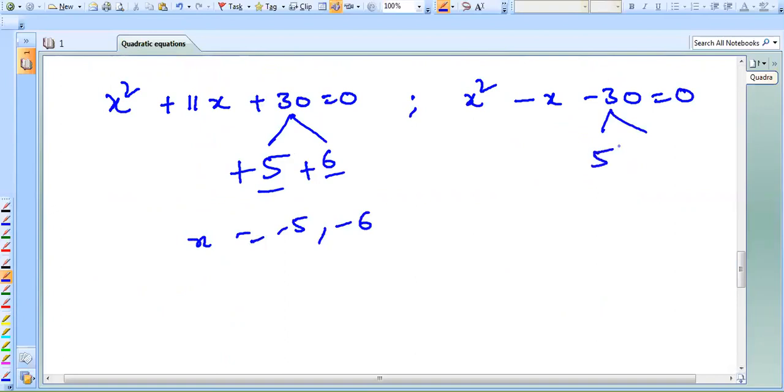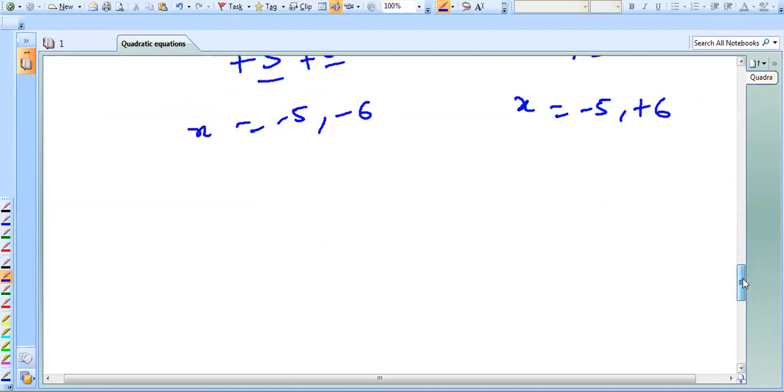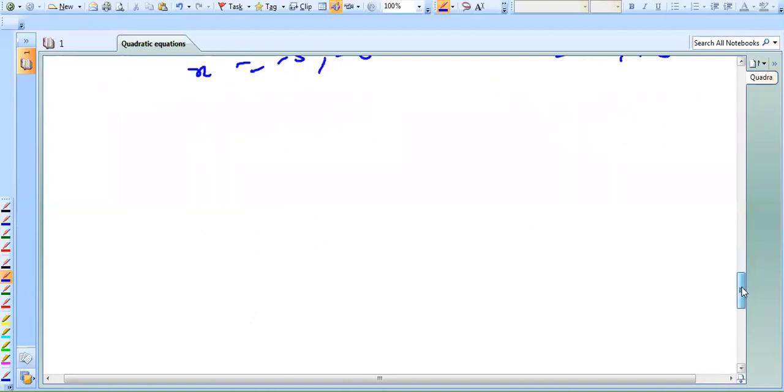Sir, here 30, 5 into 6 can I take? Yes. By subtracting it, you are getting minus 1 because the x coefficient is 1 here. So here, what you require is minus x. That is minus 1 you require. That is plus 5 minus 6. X values will be minus 5 plus 6. So you will clearly get the concept here.